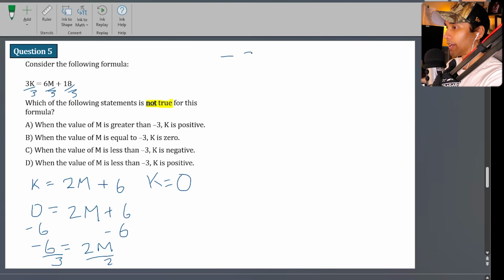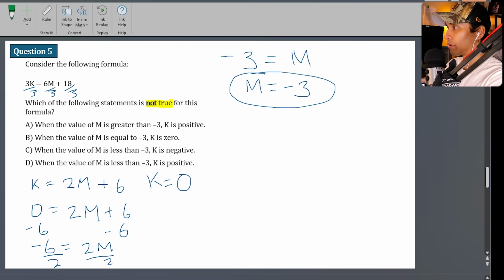We get negative, and I just went ahead of myself. This is actually divide by 2. Negative 3 equals m. And then I like to write it like this. And there you go. That is our cutoff. We found our cutoff. M equals negative 3.